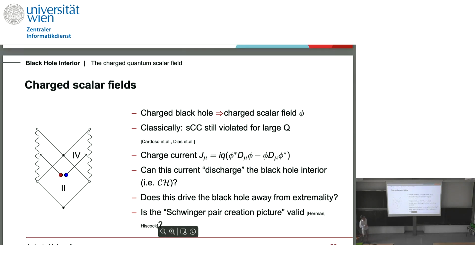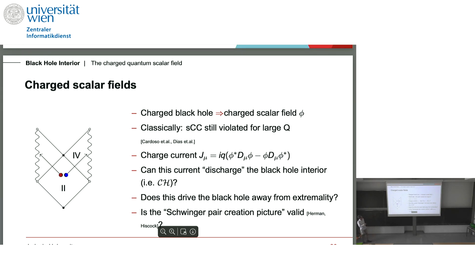And so what you would think is that now you do have charged, positively and negatively charged particles. So you would naturally think that you create them in pairs, and then the positively and negatively charged particles will fall over the correspondingly charged horizon, as you expect.